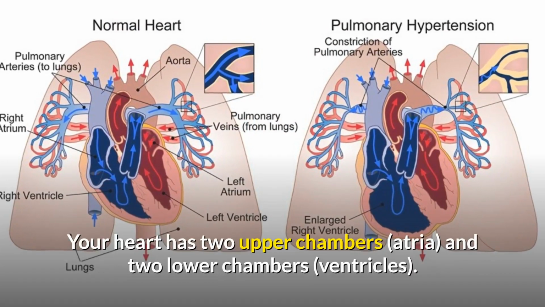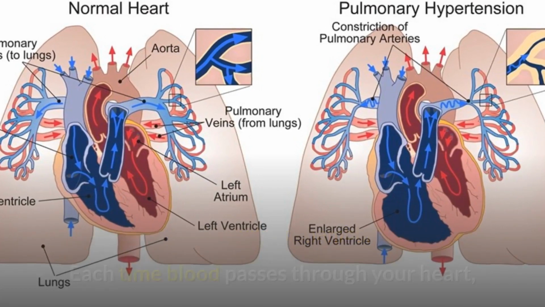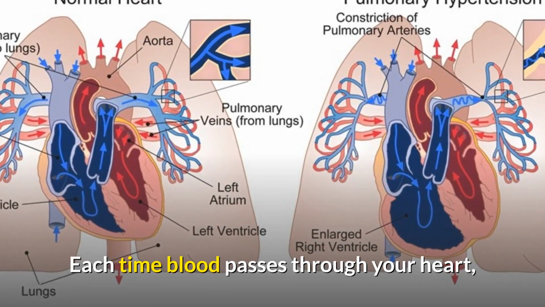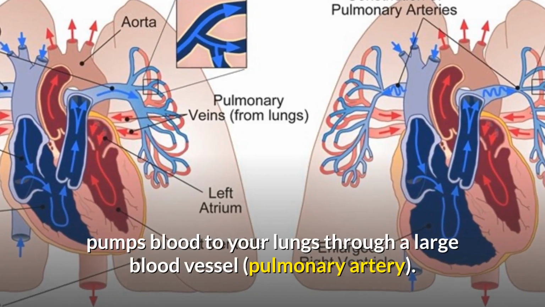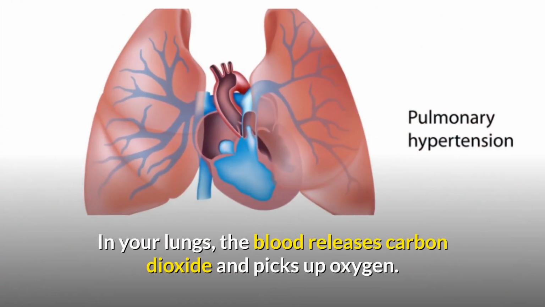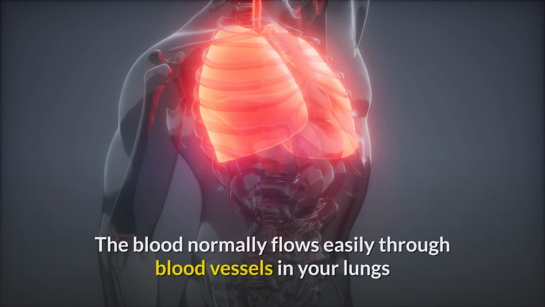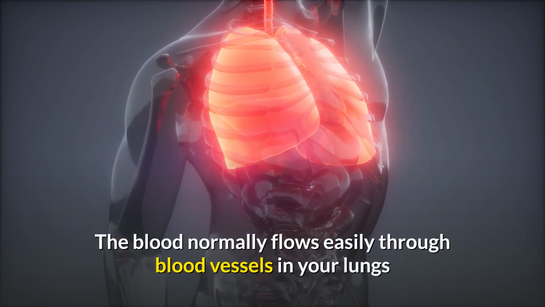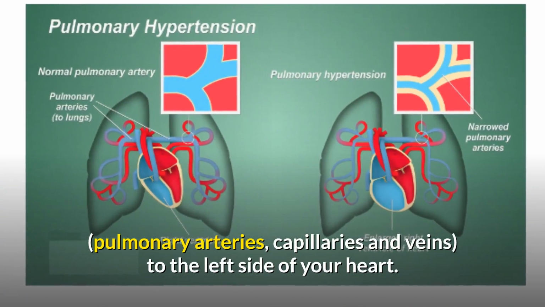Your heart has two upper chambers, atria, and two lower chambers, ventricles. Each time blood passes through your heart, the lower right chamber, the right ventricle, pumps blood to your lungs through a large blood vessel, the pulmonary artery. In your lungs, the blood releases carbon dioxide and picks up oxygen. The blood normally flows easily through blood vessels in your lungs, pulmonary arteries, capillaries and veins, to the left side of your heart.